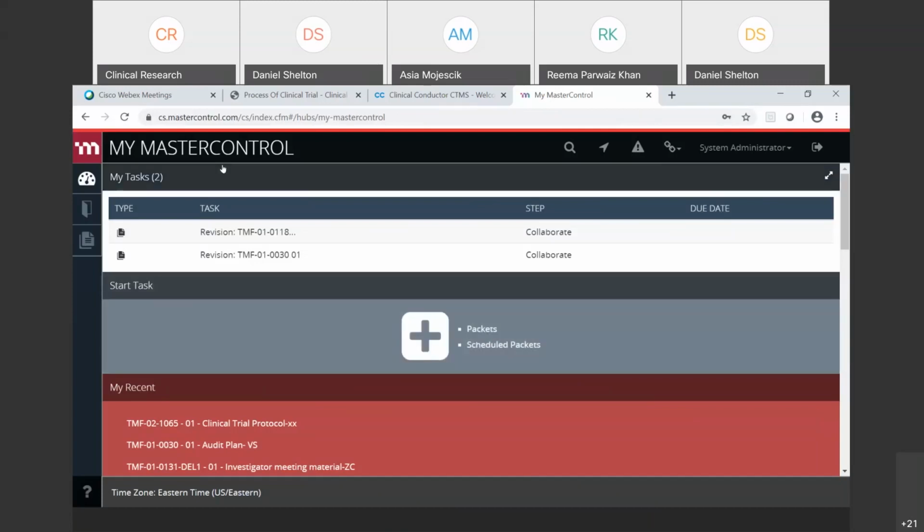Then you will be trained on the next system, which is called Master Control, which is our trial master file. Trial master file is the master file maintained at the site level, sponsor level. It is for inspection readiness activities, electronic repository.